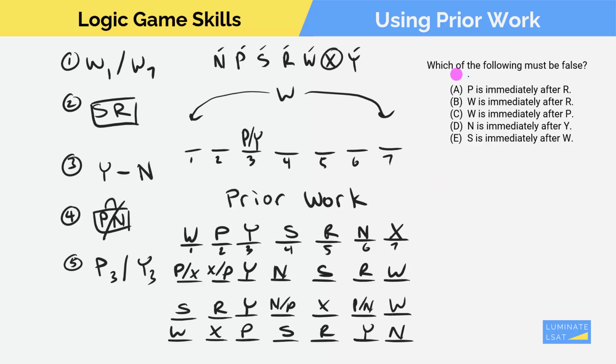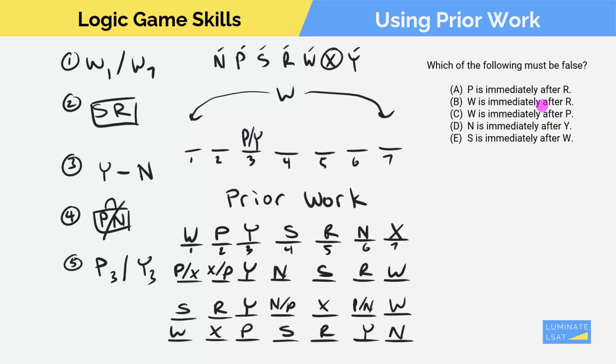The question is asking which of the following must be false. So 4 wrong answers could be true. The correct answer cannot be true. So let's go through these answers asking, could this be true? Could P be immediately after R? Well, looking at the rules here, I don't see why we couldn't put S, R, P like this. So that seems like something that could be true. I'm going to move on. I'm not going to get rid of answer choice A.